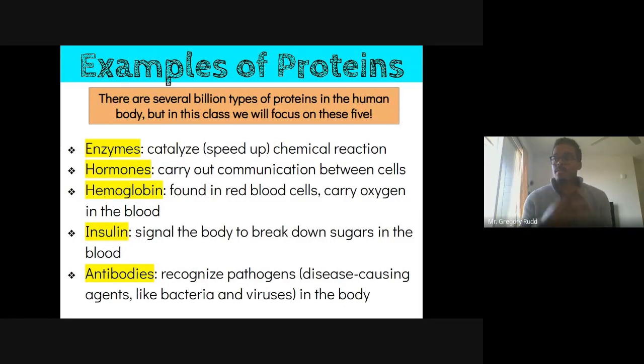Okay. Now, like I said, there are billions of proteins in our body. All of the cells in your body are constantly making proteins, and they make many, many different types of proteins. But the 5 that you have to know for biology are here: enzymes, which we'll talk more about, hormones, hemoglobin, insulin, and antibodies. Your asynchronous assignment today, one of them, will ask you to investigate and research briefly these 5 types of proteins. But I will leave this on the screen for, let's call it 90 seconds.